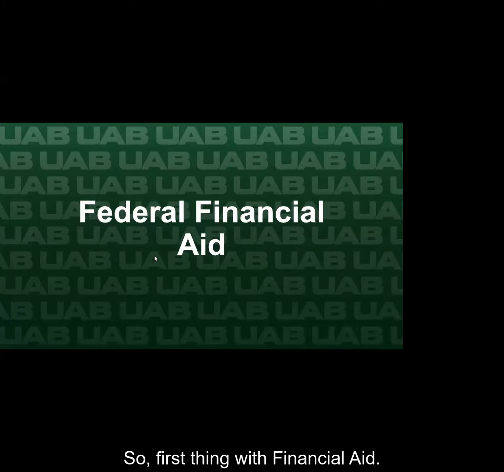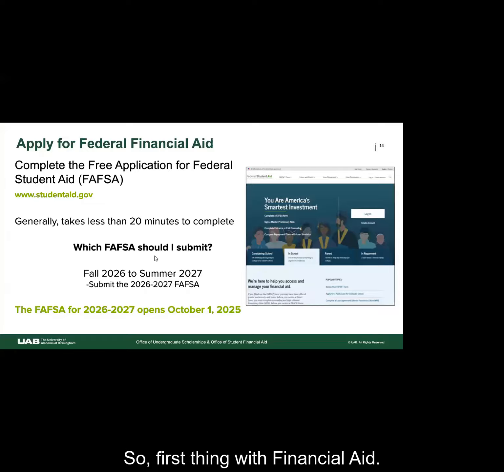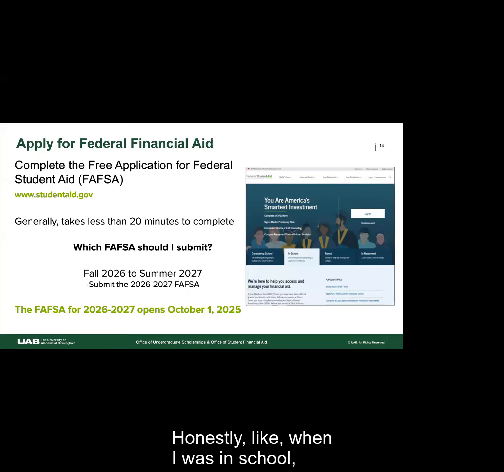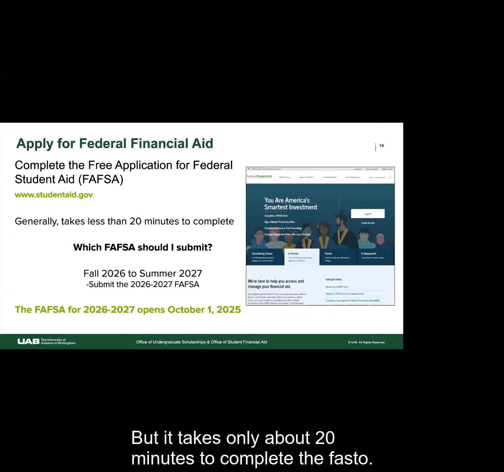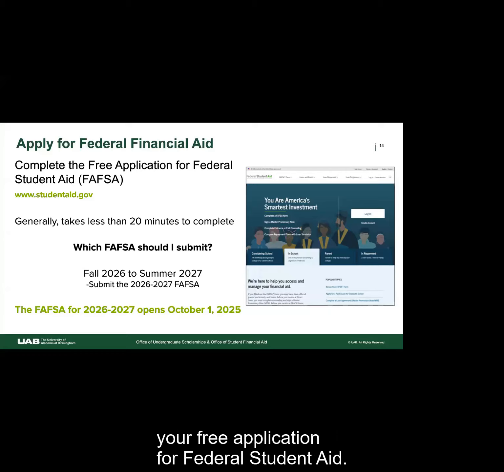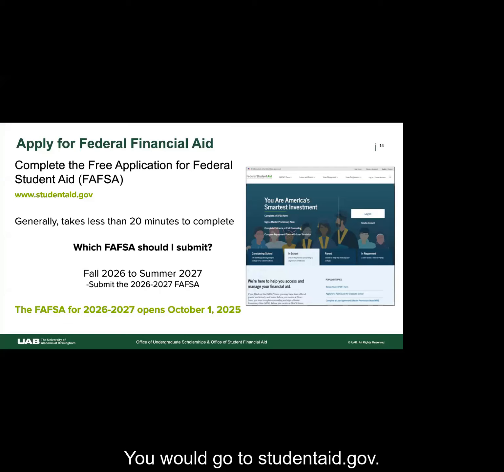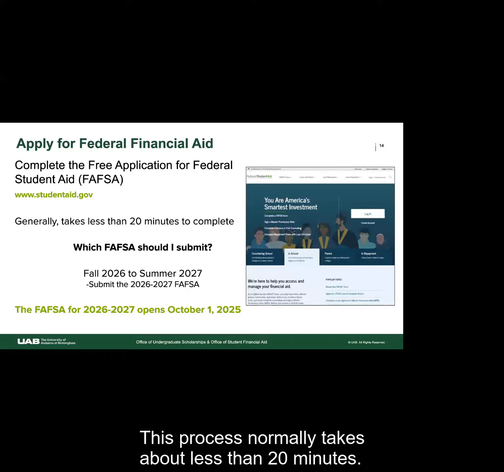All right. So first thing with financial aid, they have simplified this process. Honestly, when I was in school, it was a paper process, so definitely showing my age, but it takes only about 20 minutes to complete the FAFSA. That's the Free Application for Federal Student Aid. You would go to studentaid.gov. This process normally takes less than 20 minutes.